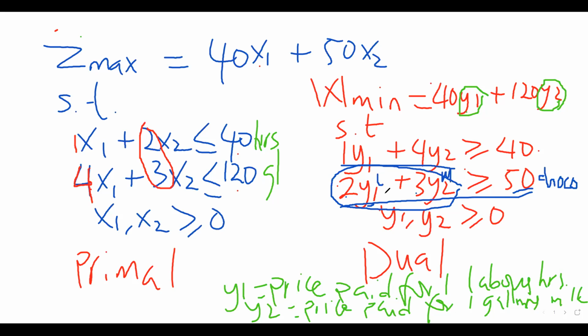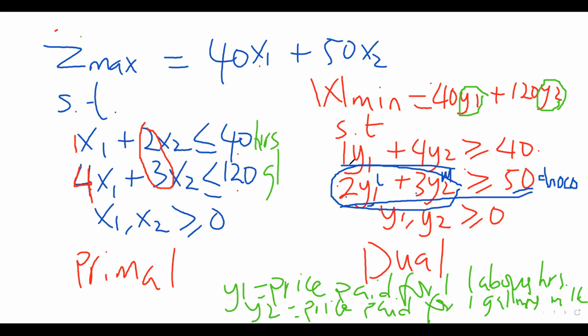But of course, we don't know the price you're going to pay for the labor hours, which is Y1. And we don't know the price you're going to pay for the gallons of milk. We don't know that. But if we happen to know the price you pay, you multiply that, and you wouldn't want anything less than 50 cedis, if you were the one supplying those resources. It's a very important thing.